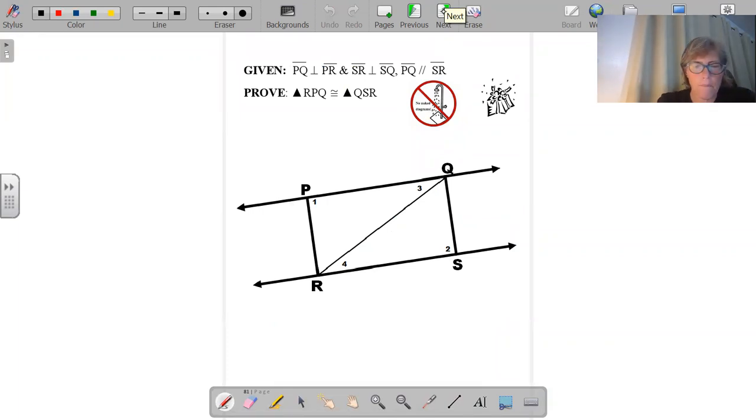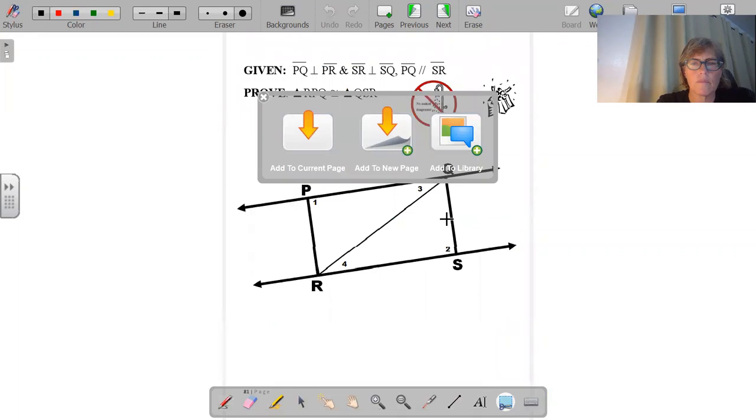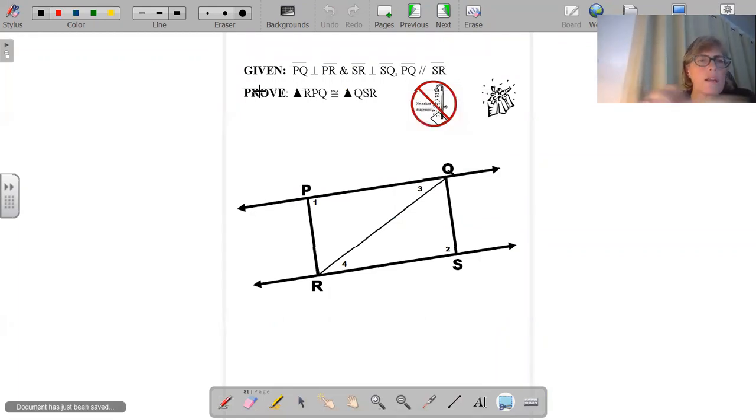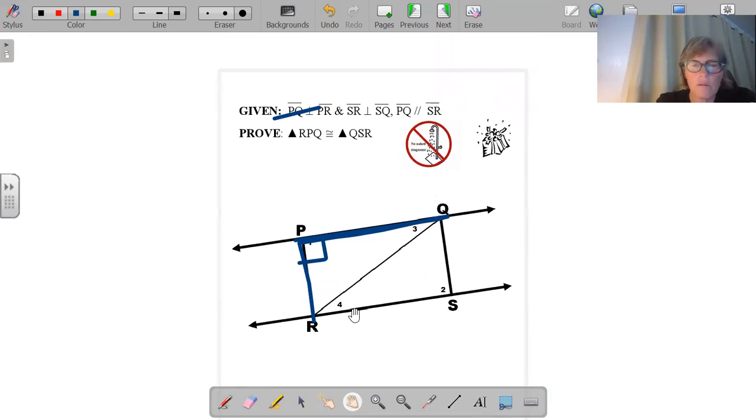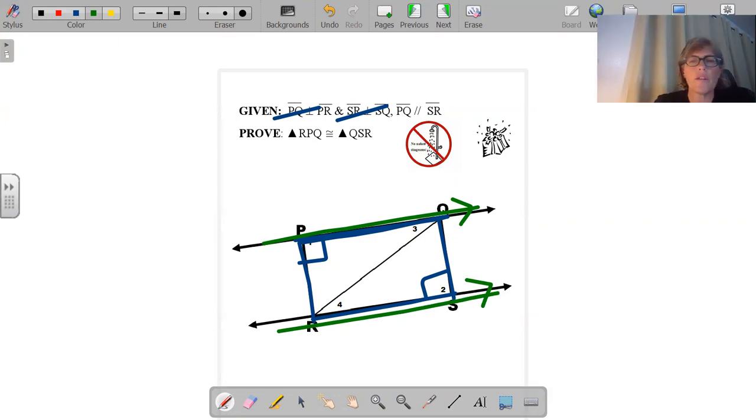This one. So we're going to start by putting our given information on here. We are given that PQ is perpendicular to PR. That's a right angle. We're also given that SR is perpendicular to SQ. We're also told that PQ is parallel to SR. Okay, there's your given information.